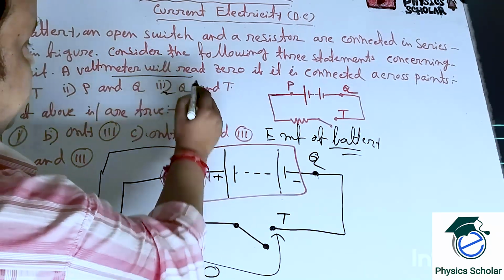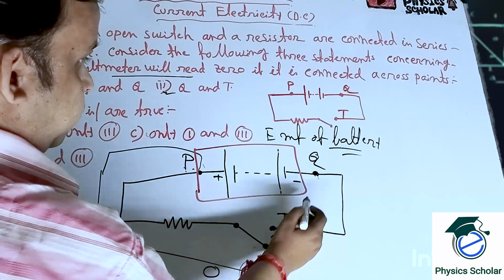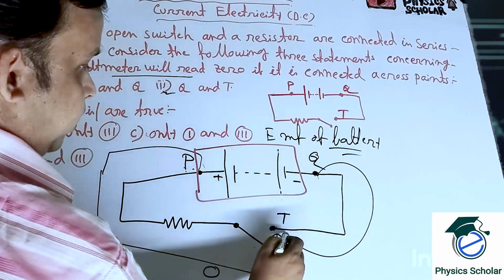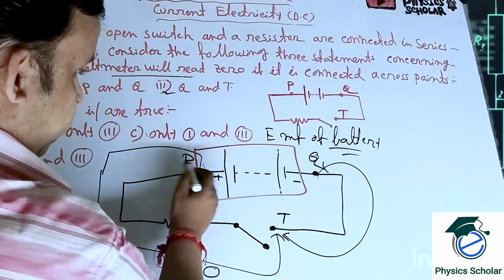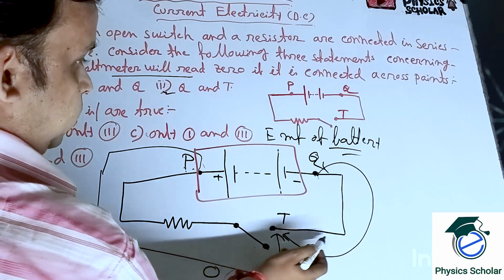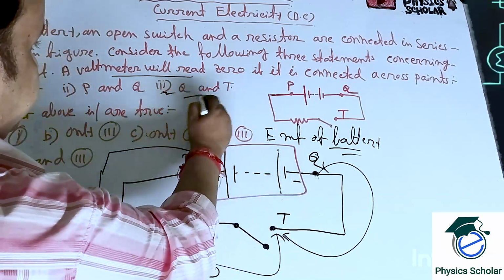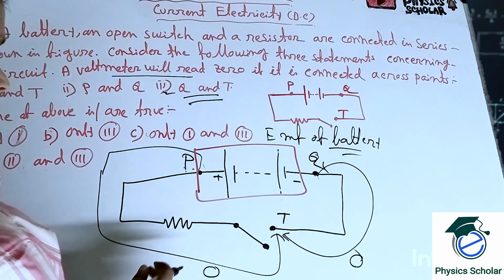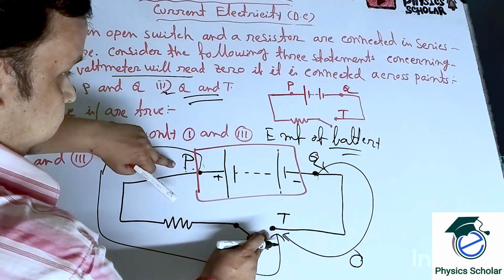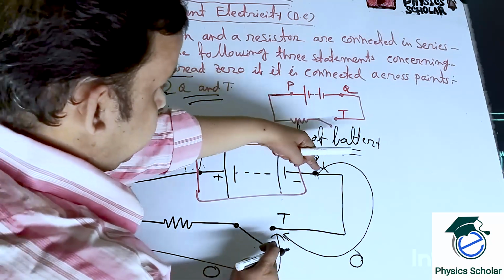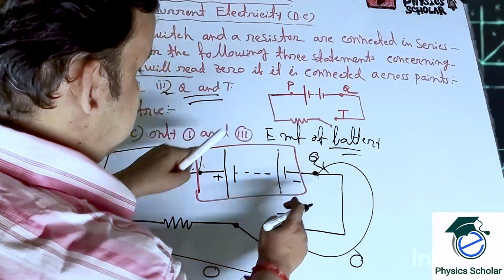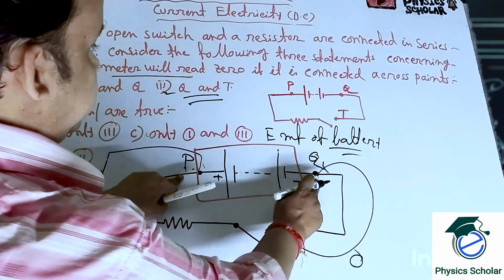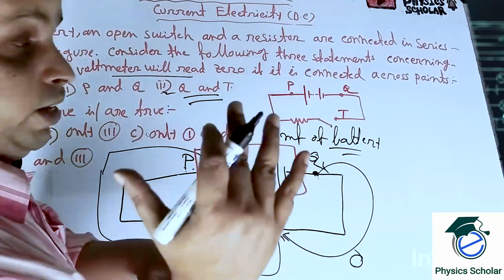And when the voltmeter is connected between Q and T, this part, as the circuit is open, no current will flow here either. So again the voltmeter reading will be 0. When it is connected to this path or this part, it is 0. But when it is connected to P and Q, it will show the EMF of the battery. The reading will not be 0.